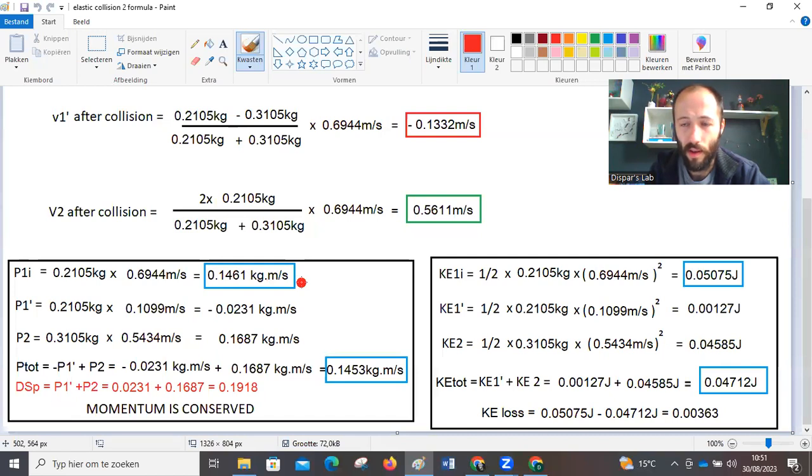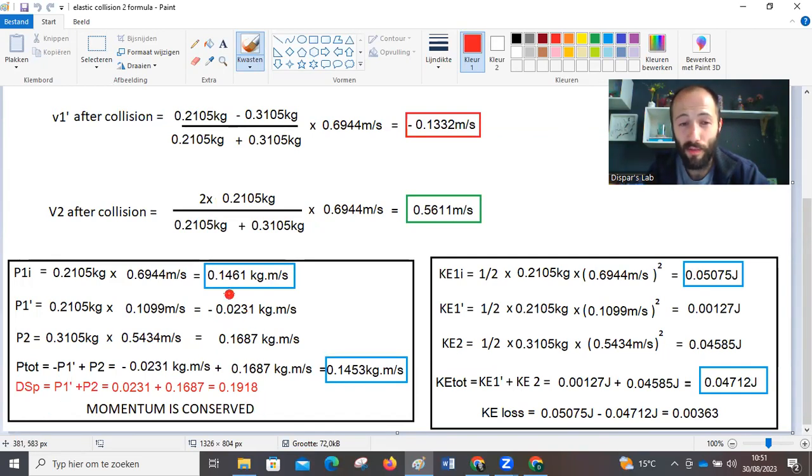Not far off. Whereas, according to the opposition, mainly according to draft science, it's nonsensical to subtract momenta. You have to always add them. What happens when we add them? Then we get a result of 0.1918. So 0.1918 versus 0.1461. By the way, I wrote DSP, which means draft science momentum.